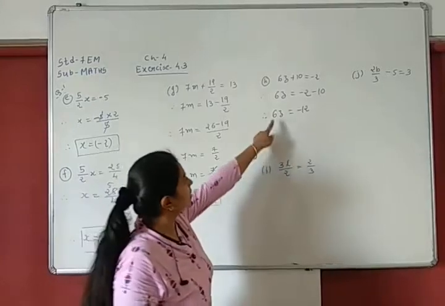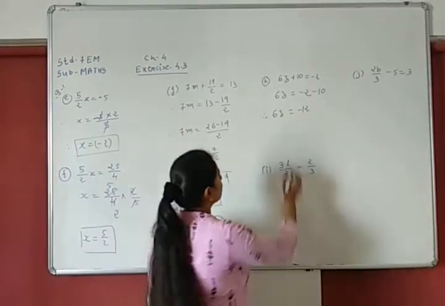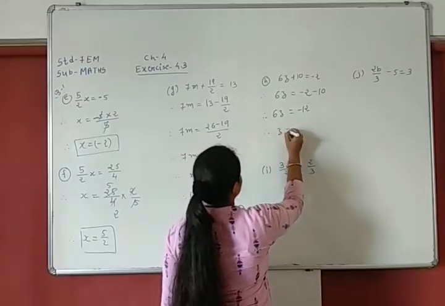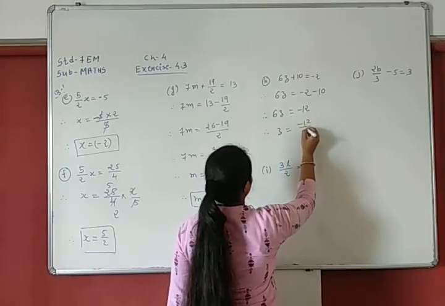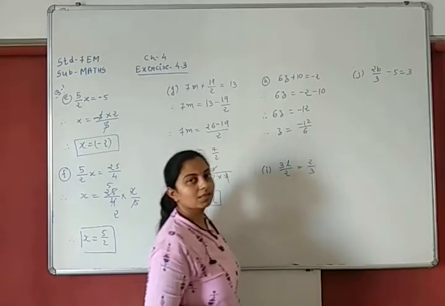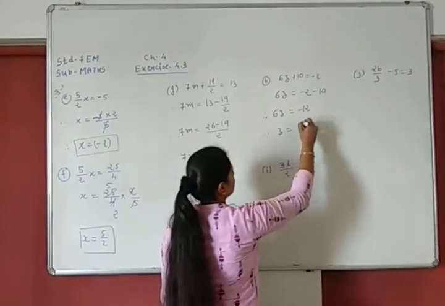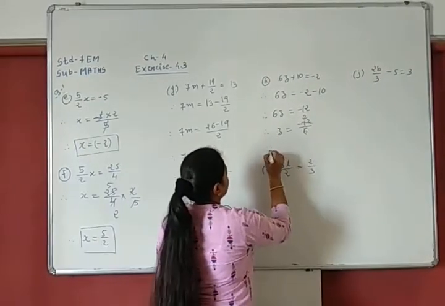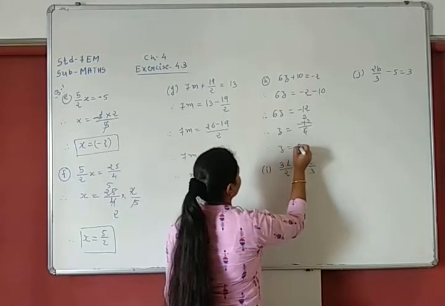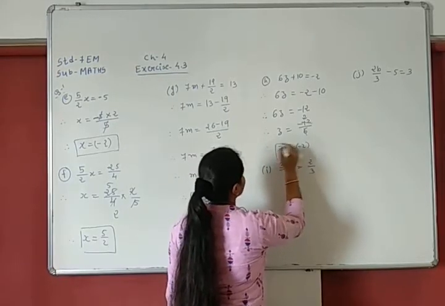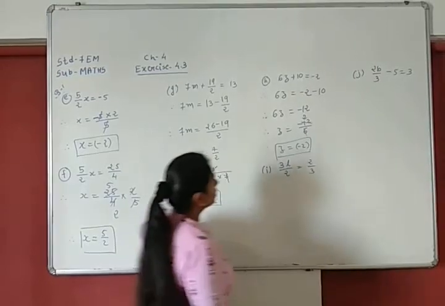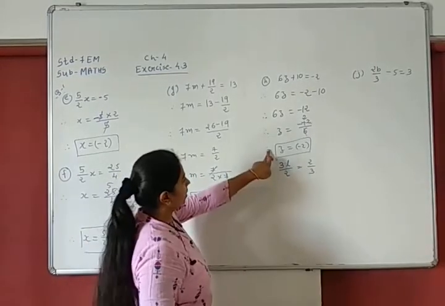Now this 6 will go here in the denominator, therefore z equals minus 12 upon 6. Now cancel this 12 with 6. 6 2s are 12. So the value of z will be minus 2. Clear? Now next is l.